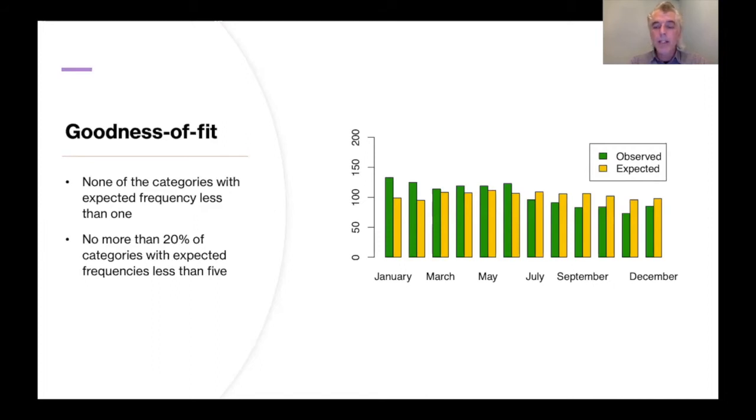Well, in this case, it's a very easy assumption to determine whether or not it's met, because we calculate the expected frequencies and we can simply look at them to see whether any of them are less than 1 and whether 20% of them are less than 5. So in the example of the birth dates of NHL hockey players, we can see that all of the expected frequencies in this example are very large, and so the assumptions in this particular case are all met.